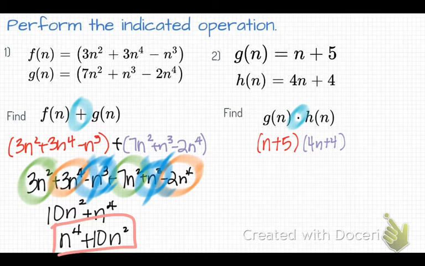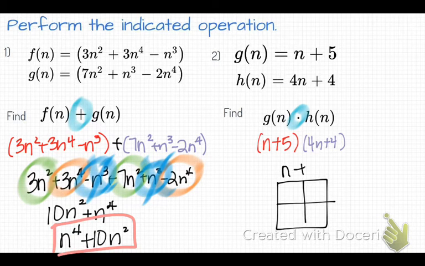Okay, so I'm going to multiply. So I have n plus 5 times 4n plus 4. Okay, so I have 4n squared, 4n, 20n, and 20. Now, are my two diagonal numbers, are those like terms in this case? Are these like terms?